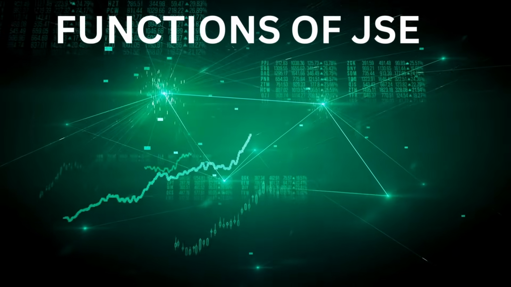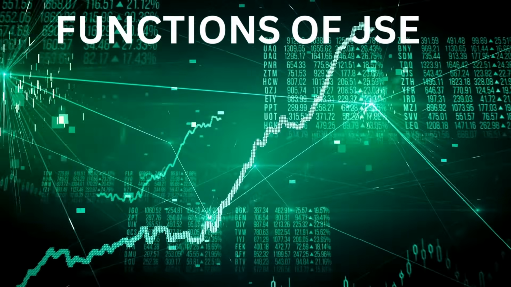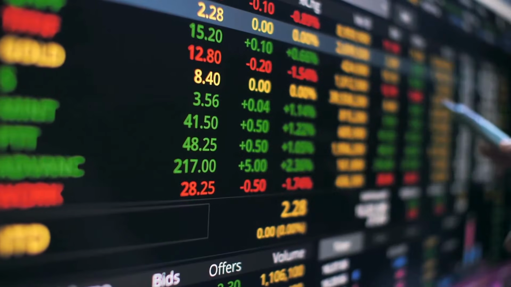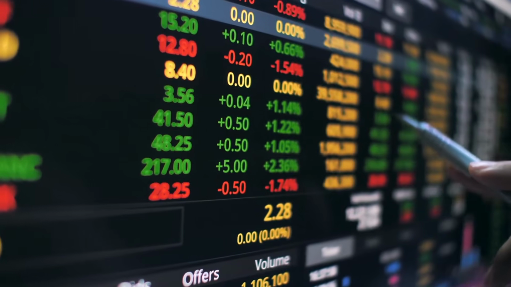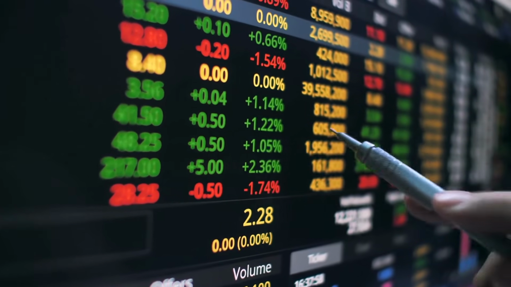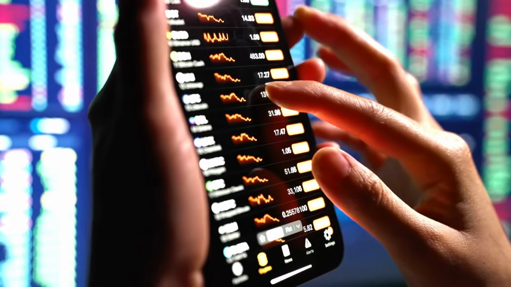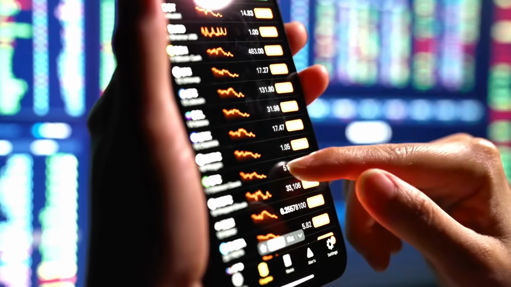Now we will be talking about the functions of the JSE. JSE is the Johannesburg Securities Exchange. That's where the economic growth of the country is generated. It's an open trading market where people can trade. One can buy shares, one can sell shares. That is the Johannesburg Securities Exchange.